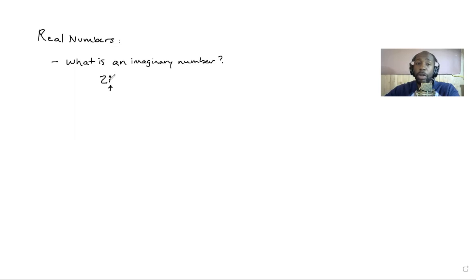Where this comes from is specifically when we try to take the square root, the fourth root, like an even root of a negative number. This is what I mean. So say, for example, this would be the square root of -4. So think about that.